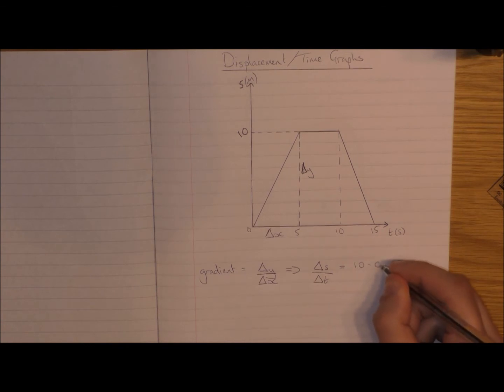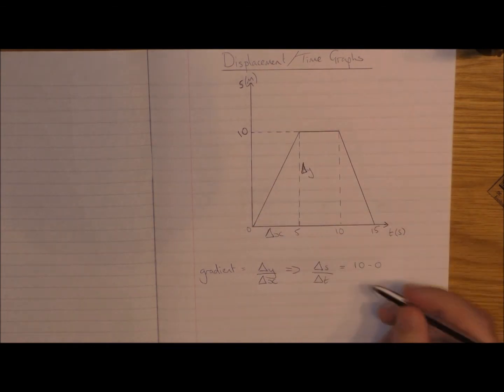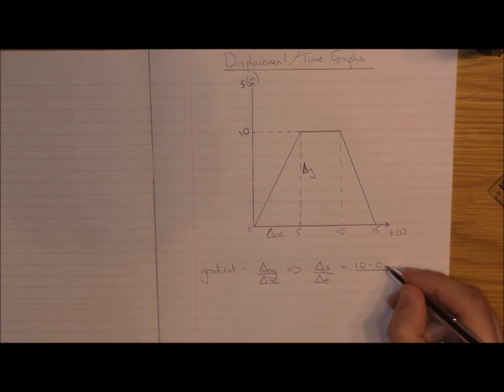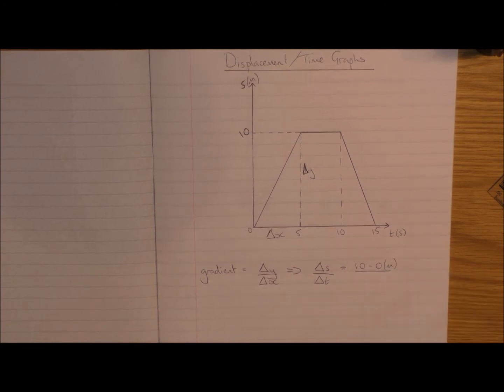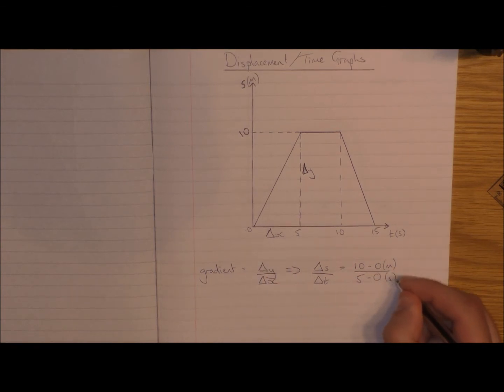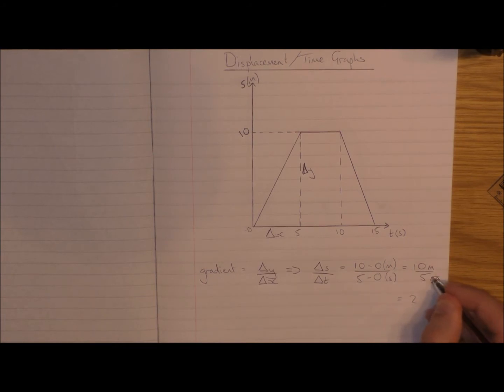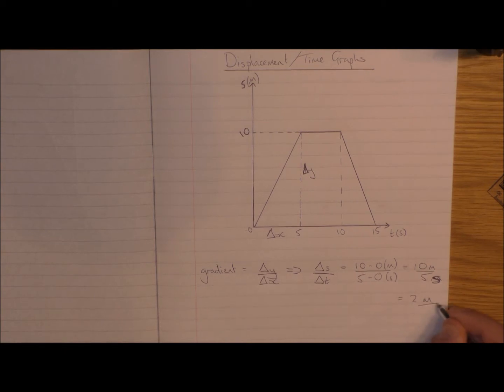10 meters minus 0 meters divided by 5 seconds minus 0 seconds, which is going to equal 10 meters divided by 5 seconds, which equals 2 meters per second.